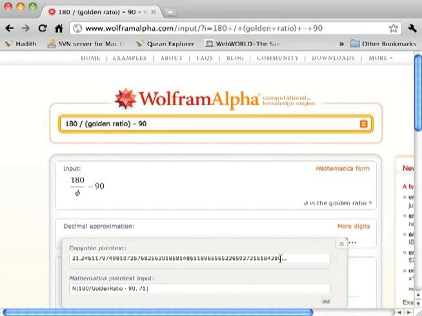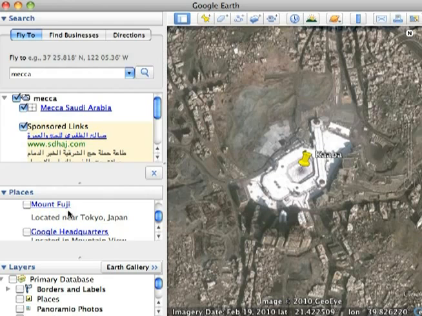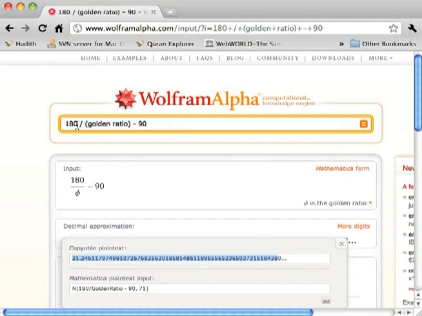So I'll copy that and put that as the latitude in Google Earth. Then I'll go back to Wolfram Alpha.